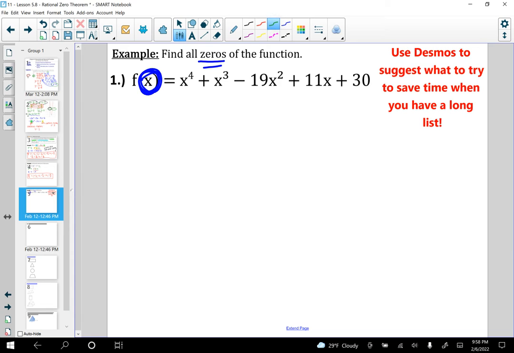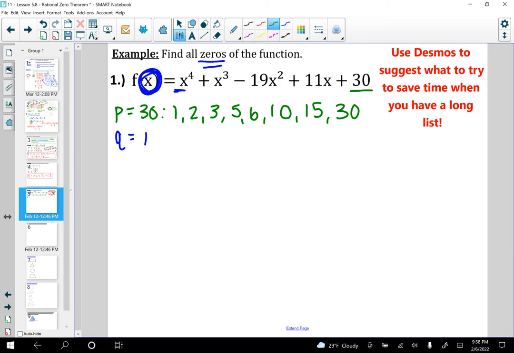Let's start by making our list of possible zeros. My p's and q's, that's what I tell my students: find your p's and q's. P is 30, and q, my leading coefficient, is 1. I love it, 30. Lots of factors. 1, 2 is a factor, 3 is a factor, 4 is not, 5 times 6. Then I just do their pairs: 3 times 10, 2 times 15, 1 times 30. My only factor of 1 is 1.